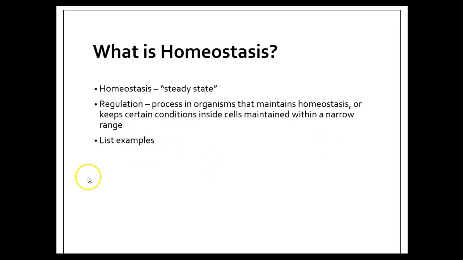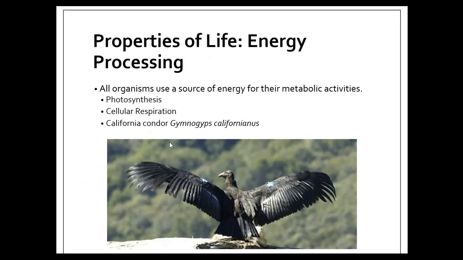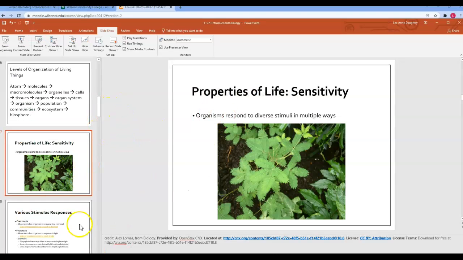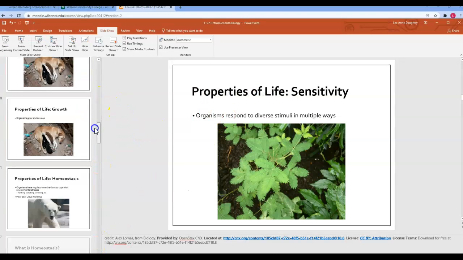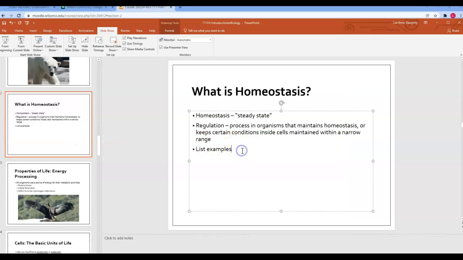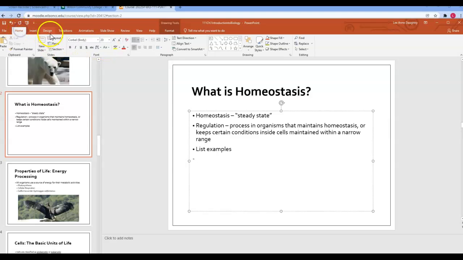So some examples. So let's say that homeostasis, let's go back, sorry. Let's do end show and find our homeostasis. Okay, so list examples. We'll just do them. I guess I can change this to numbers. Okay, so one example would be body temperature.